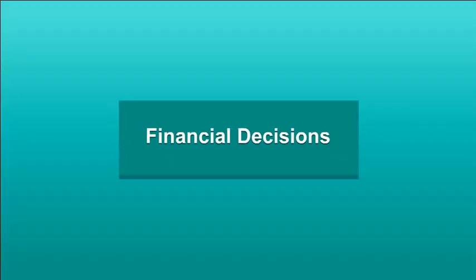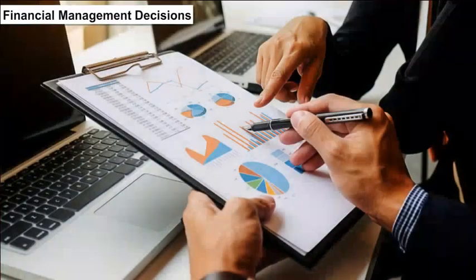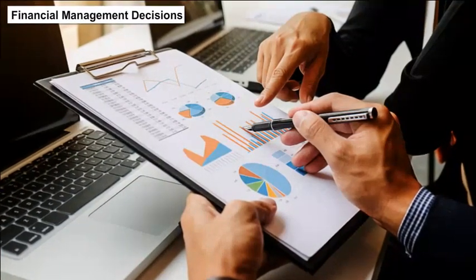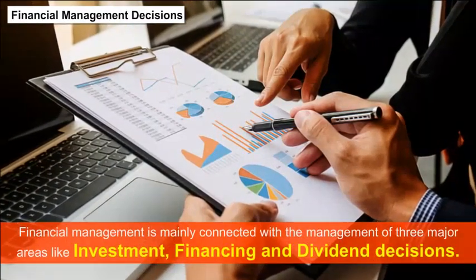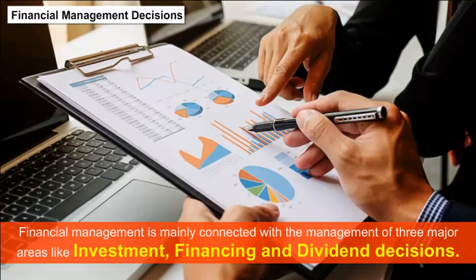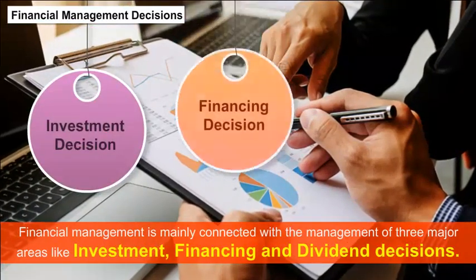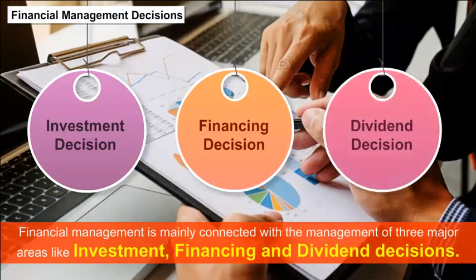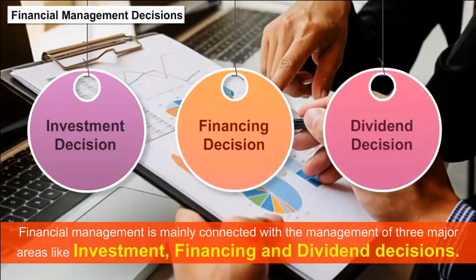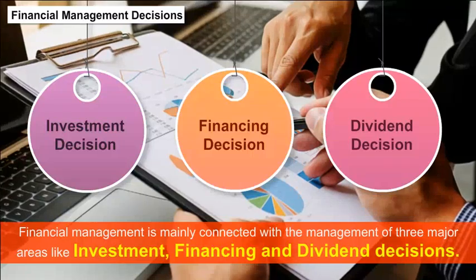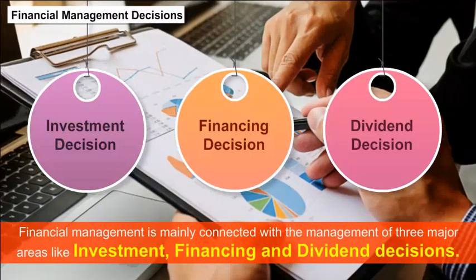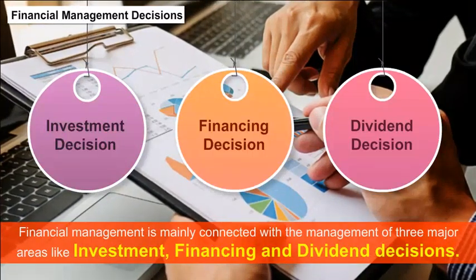Financial decisions. Financial management decisions. Financial management is mainly connected with the management of three major areas: investment, financing, and dividend decisions. It analyzes these three major areas and finds solutions to these problems.